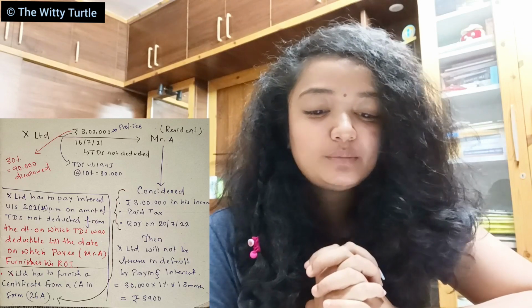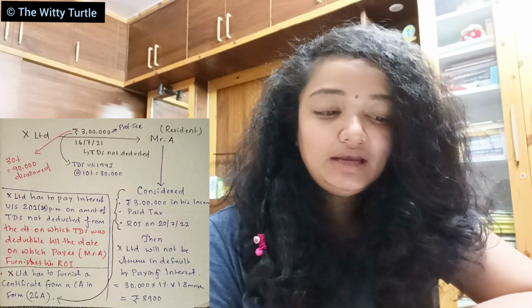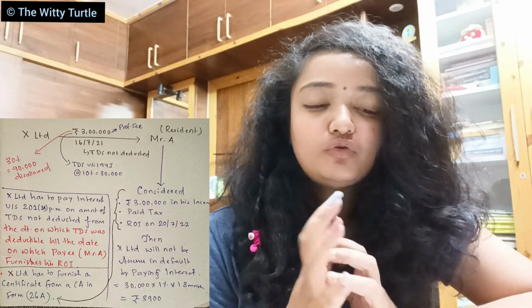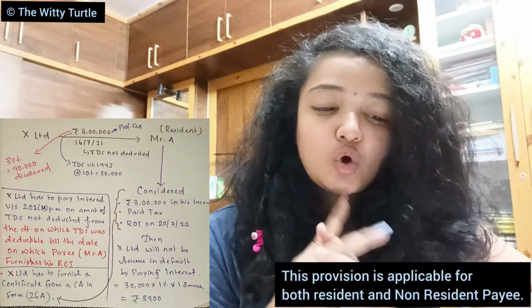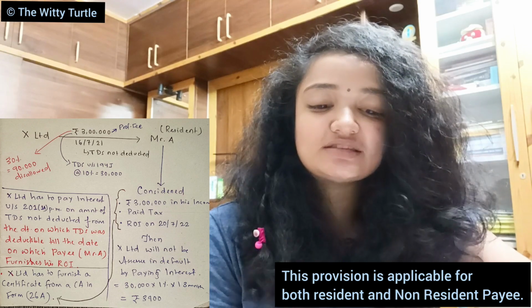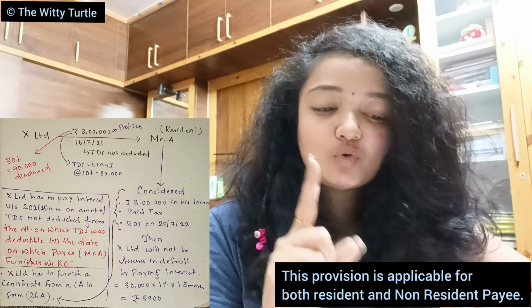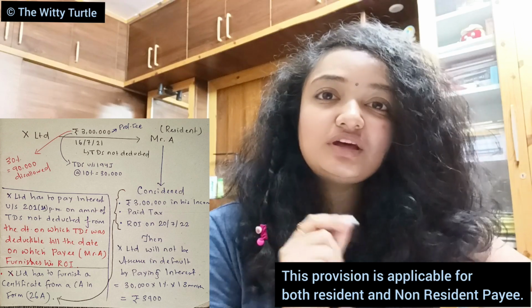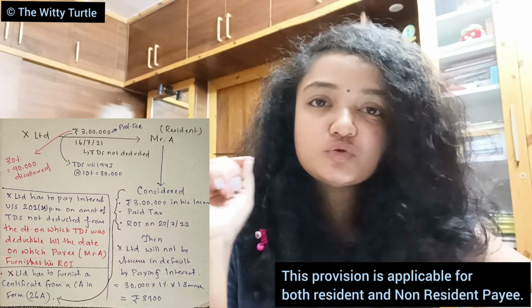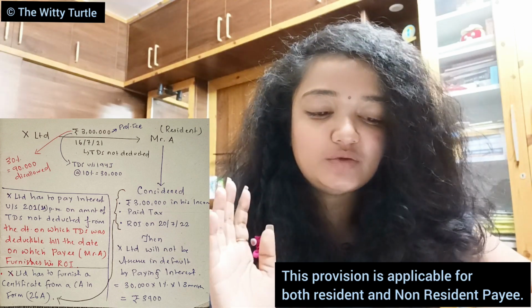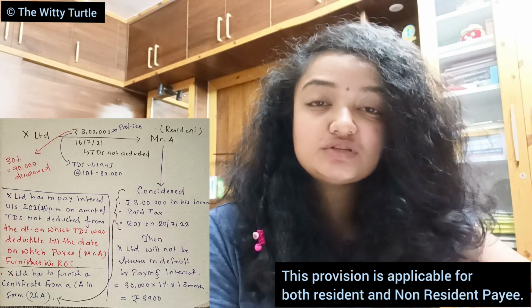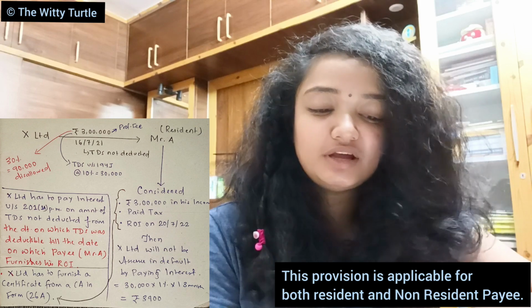Okay, so in this example, X Limited is a company and Mr. A is a resident, and X Limited has paid some professional fees of rupees 3 lakhs to Mr. A on 16th of July 2021, right? So in this case, X Limited is supposed to deduct TDS on the very same day when it paid Mr. A, right? So TDS was supposed to be deducted on 16th July 2021, but X Limited forgot to deduct TDS. So the TDS was not deducted on 16th of July 2021, right?